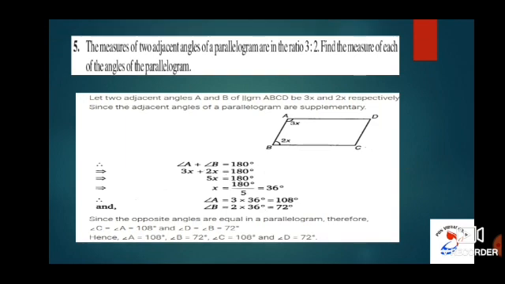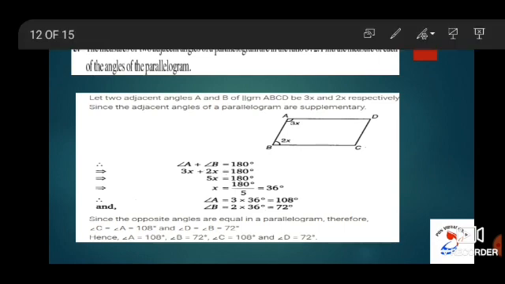Now it is question number 5. The measure of two adjacent angles of a parallelogram are in the ratio 3:2. Find the measure of each of the angles of parallelogram. Children, we have already discussed the properties of parallelogram. The measure of adjacent angles of a parallelogram is always supplementary. So let us consider the two adjacent angles to be in the ratio of 3x and 2x.